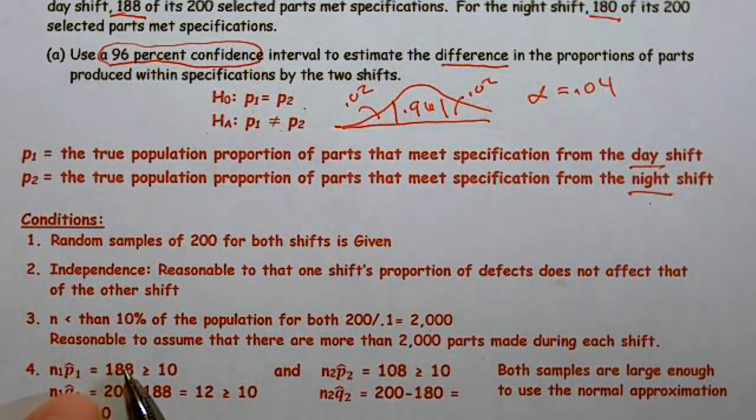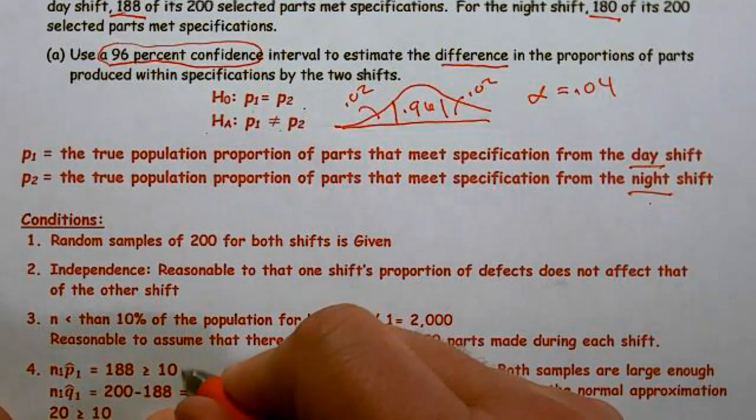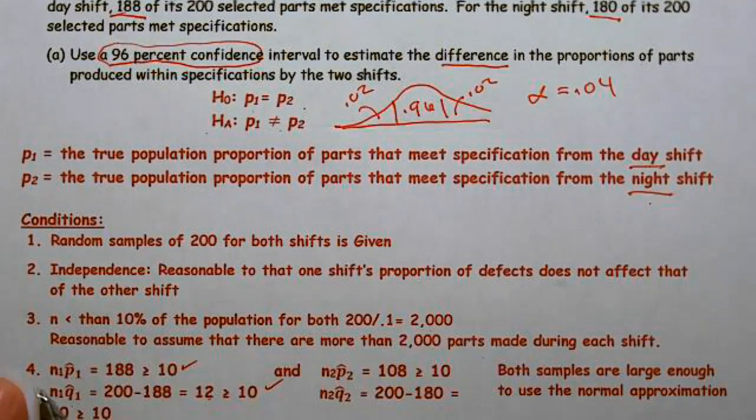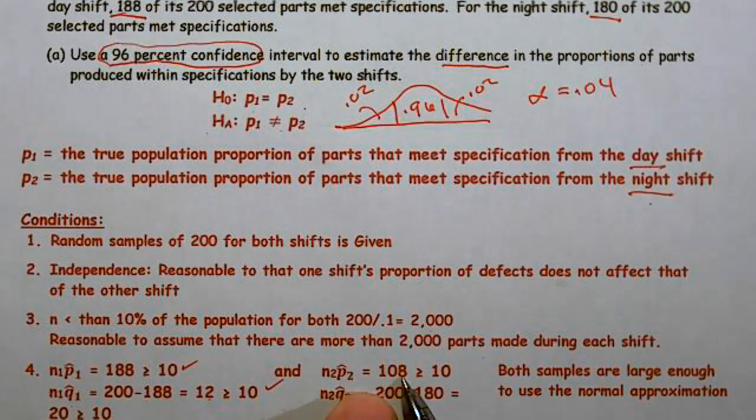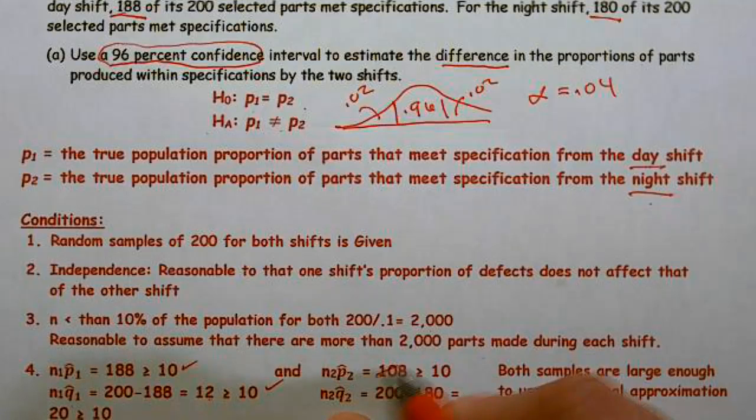All right, we had 188 that did not have defects, and that was from the day shift. That means we had 12 that had defects. Well, they both need to be greater than 10. Please remember, this is our normality condition. Over here, 108. This is not supposed to be 108. This should be 180. Excuse me.